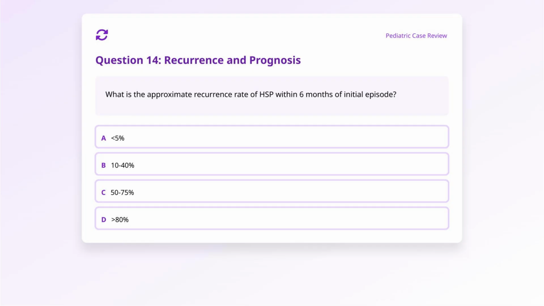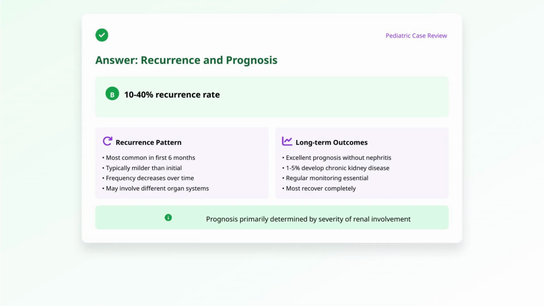What is the approximate recurrence rate of Henoch Schönlein Purpura within 6 months of initial episode? A. Less than 5%. B. 10 to 40%. C. 50 to 75%. D. Greater than 80%. The correct answer is B.